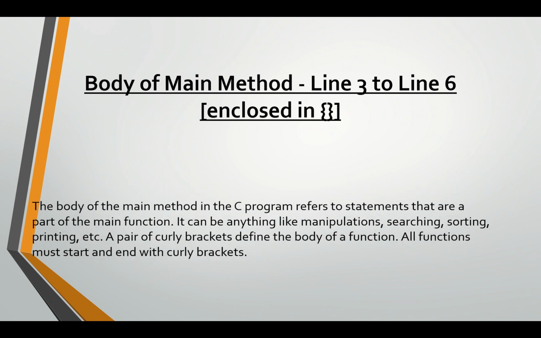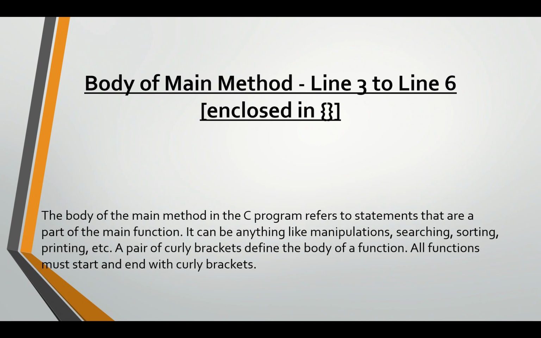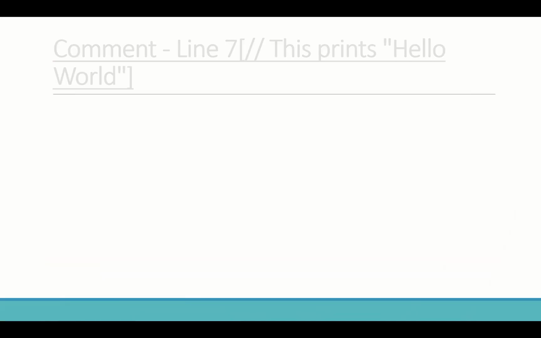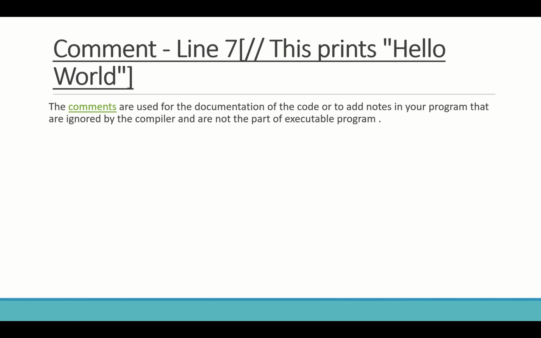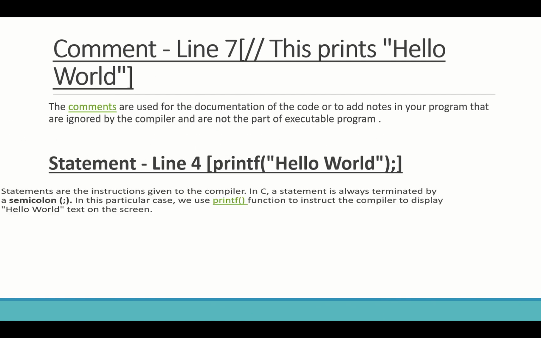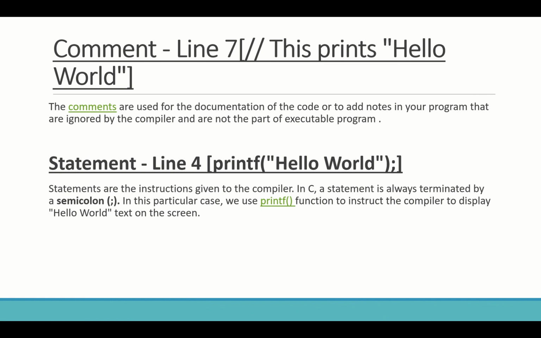Now next we come to the next part, that is the body of the main method. The body of the main method in a C program refers to statements that are part of the main function. It can be anything like manipulations, searching, sorting, printing, etc. A pair of curly brackets defines the body of a function. All functions must start and end with curly brackets. Now next comes the comment section. Comments are used for the documentation of the code or to add notes in your program that are ignored by the compiler and are not part of the executable program.